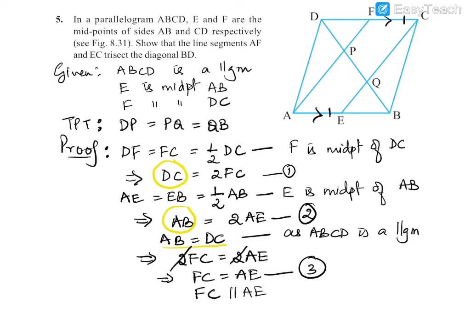Now FC will also be parallel to AE. Why? Because FC and AE are parts of parallel lines AB and DC. Let's mark this result as 4.